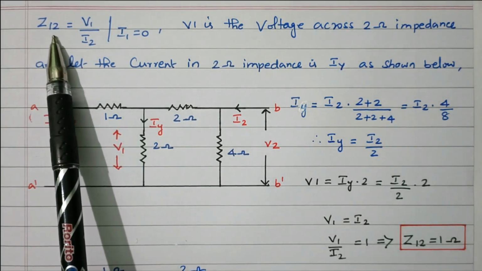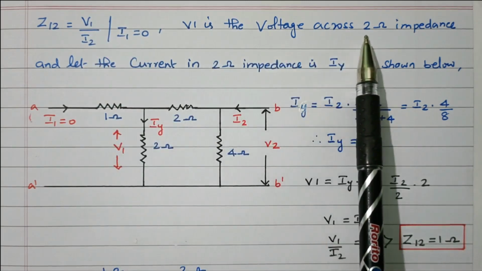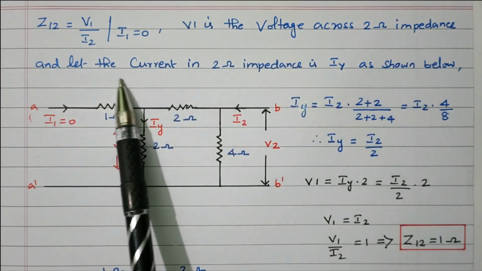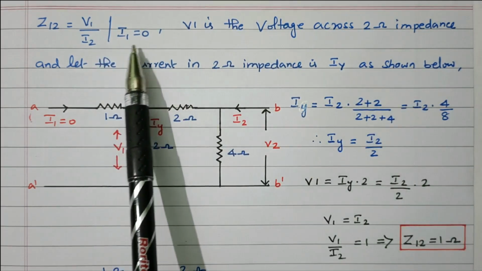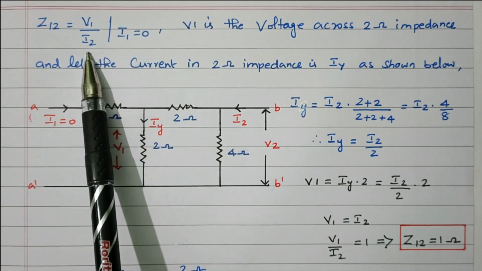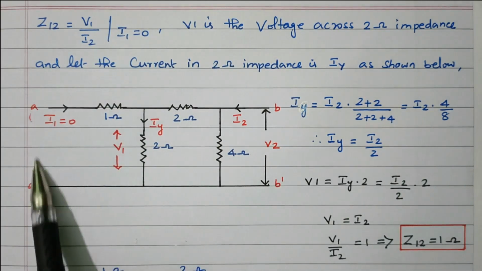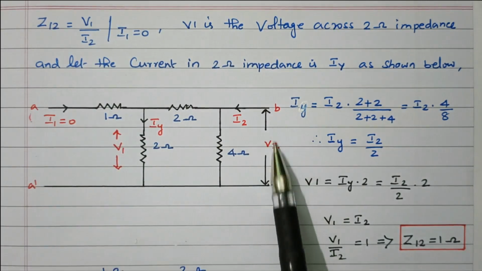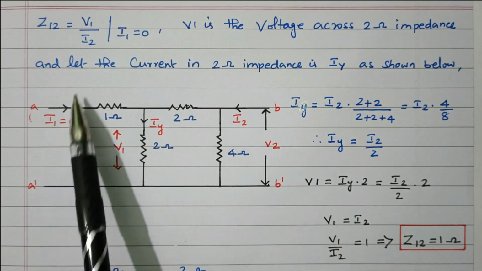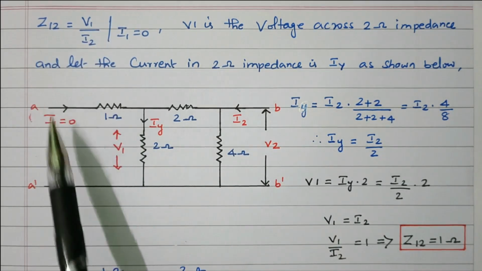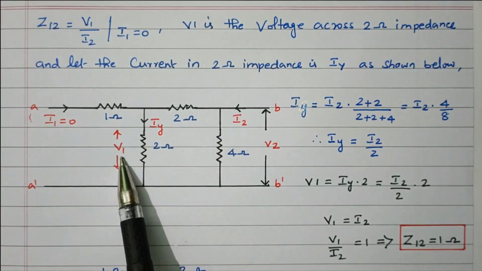First we'll find Z12, V1 by I2, by making I1 equal to 0. V1 is the voltage across the 2 ohm impedance, and let the current in the 2 ohm impedance be Iy as shown below. So I1 is 0, V1 by I2. We need to find the voltage V1. By referring to this diagram, this input port is open circuited. At this output port, B dash, the voltage is V2. What is V1? We need to find V1, then only we can find Z12. V1 is the voltage across the 2 ohm resistor. So V equal to I into R.